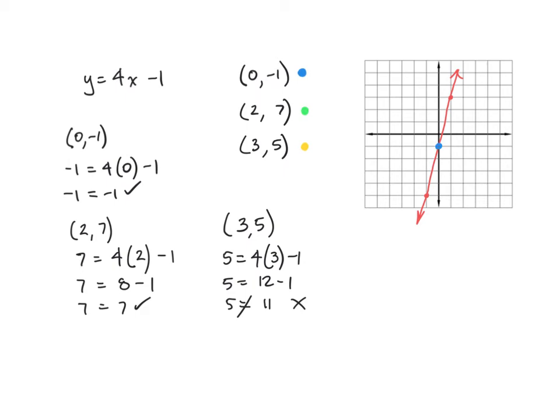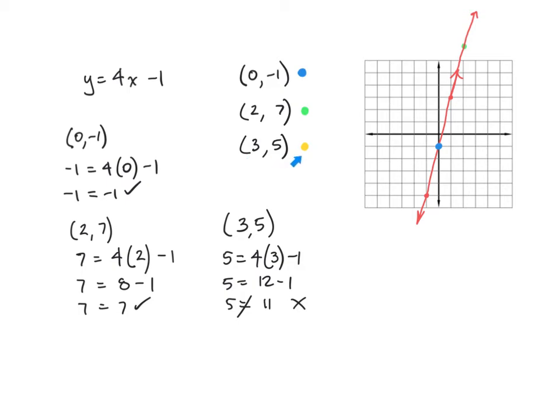And then 2, 7, we'll go over 1, 2, 3, 4, 5, 6. 7 is up here. Oh, wonderful. This would continue on 1, 2, 3, 4, and actually go right through that. So that 2, 7 is on our line as expected because it is a solution. Remember, the line represents all of the solutions to y equals 4x minus 1. So if a point is a solution, it should be on our line.